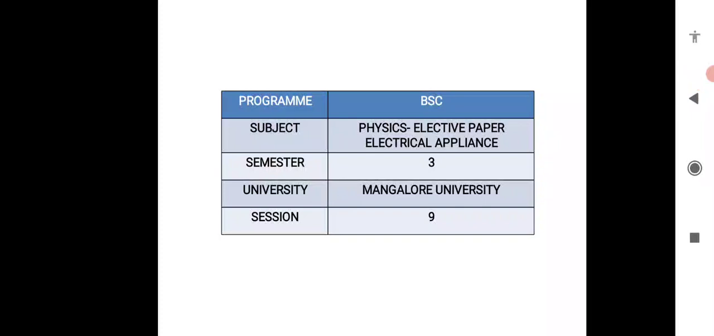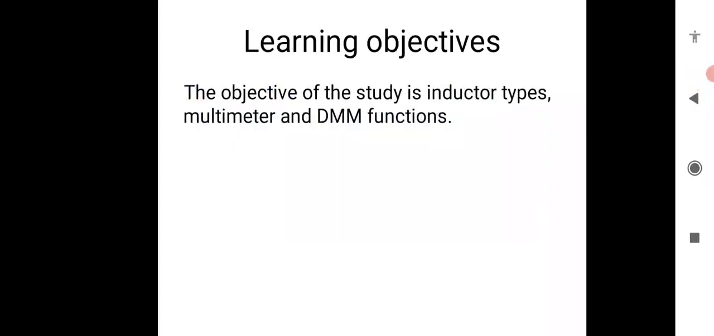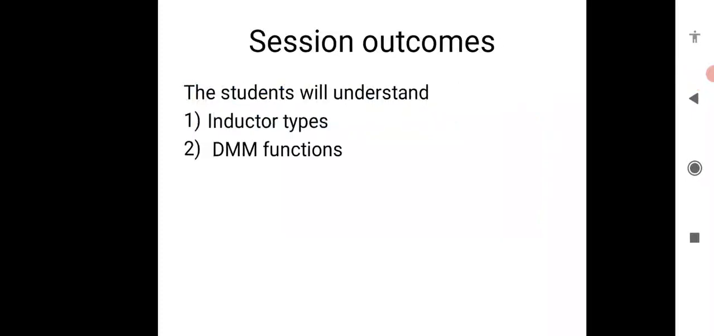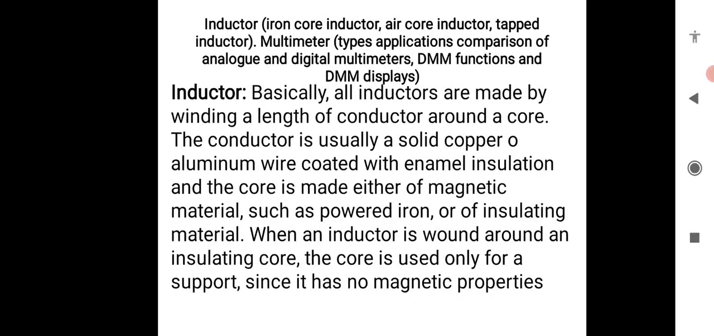In this session, I am going to explain one of the elective papers of physics, that is Electrical Appliance, third semester. The main learning objective of this study is to understand the meaning of inductor types, multimeter, and digital multimeter functions. The session outcomes are the inductor types and DMM functions. First we move on to inductor.